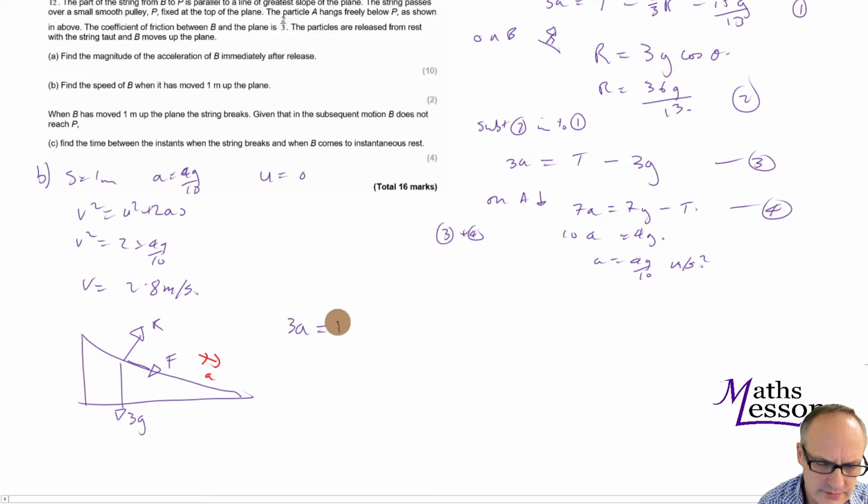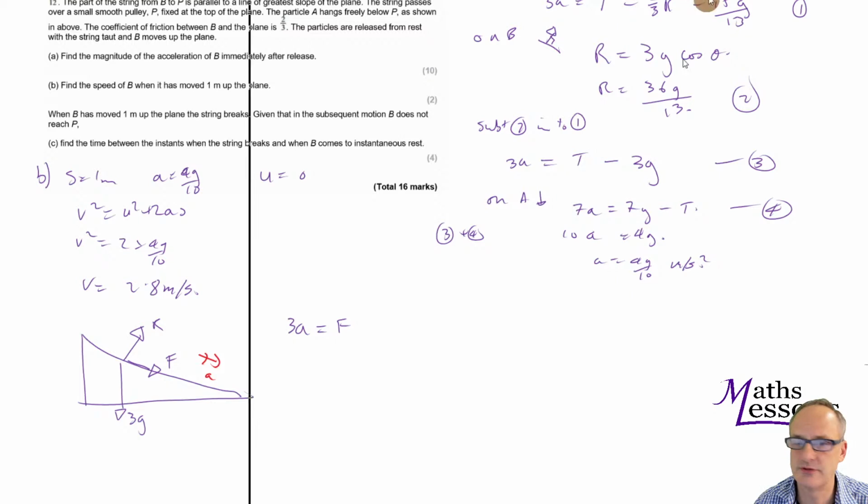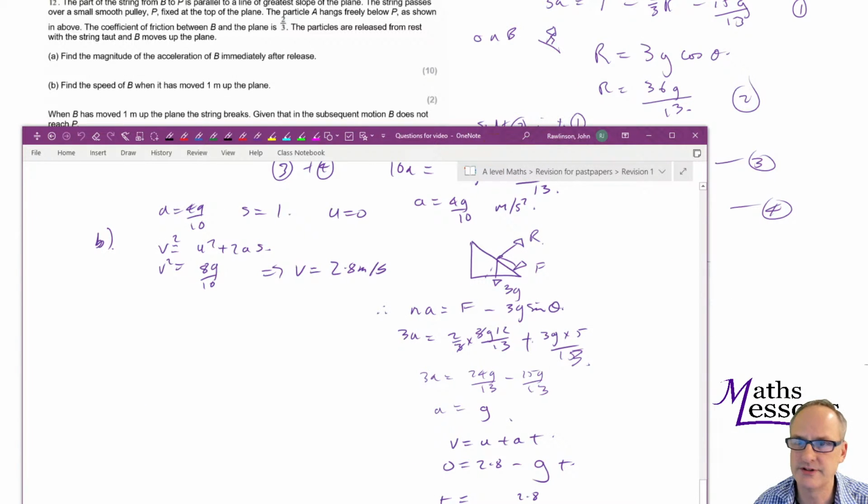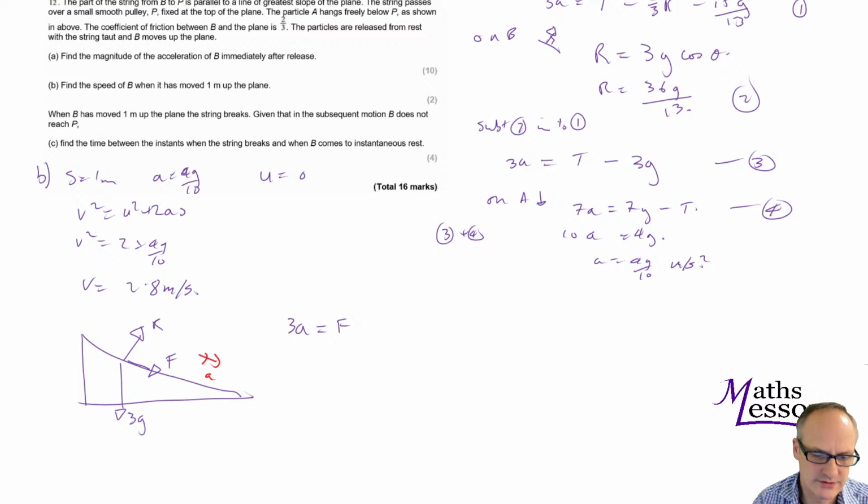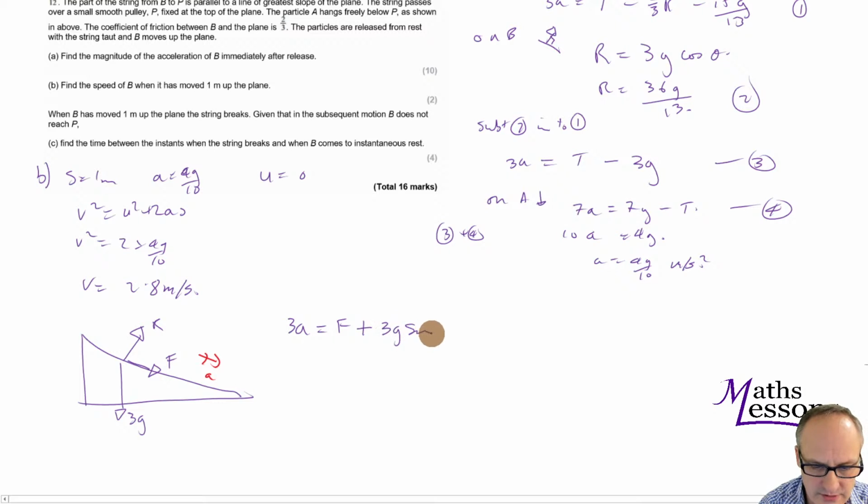Sorry, I've just noticed a little bit of a mistake on my previously worked out answers. Basically, just to make sure I don't go wrong, I have my previously worked out answer on the screen as well, so I'll show you that. I had a minus sign in here, which had accidentally got rubbed into a minus sign when it should be 3g sine theta here, because we're going to have this component, that's theta, 3g acting down the plane as well. So we'll have 3a will equal 24g over 13.